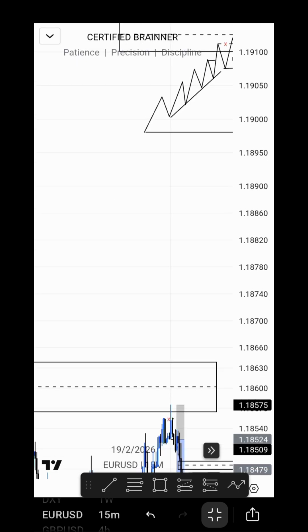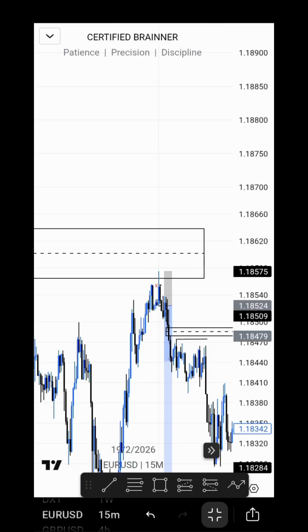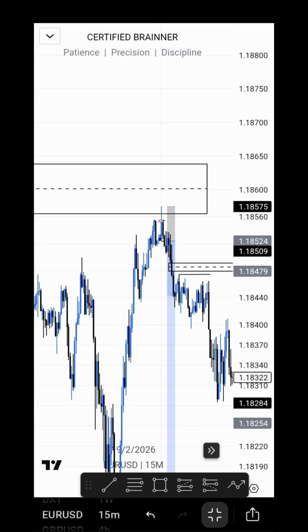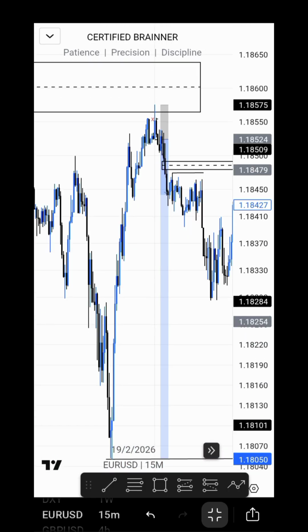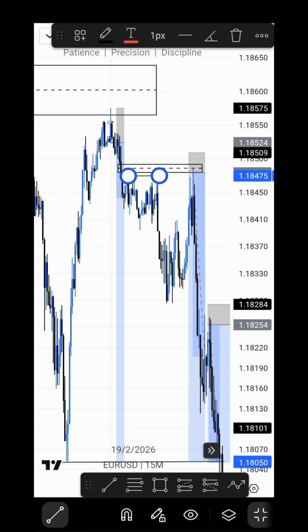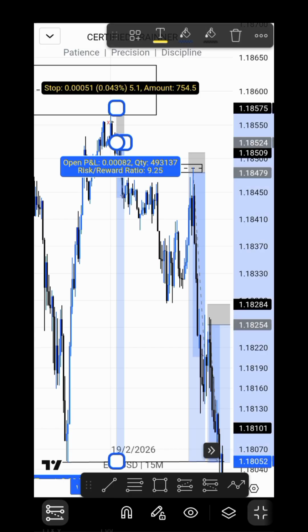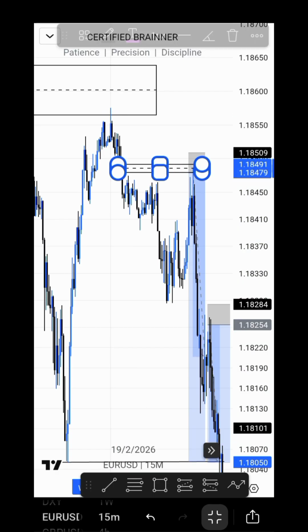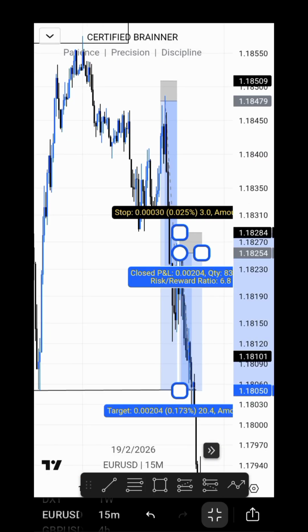So let me just show you real quick how I was able to get this trade setup. That concept was how I was able to get this first trade. So I said I was going to take all of this out. So let me just delete them real quick and show you guys something.